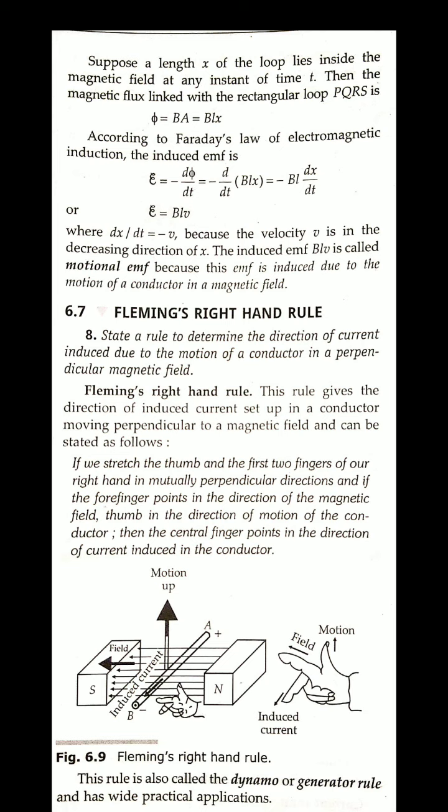How can we remember this? This will be the mother, father, child rule. Okay. This is also called the generator rule. In a generator or dynamo, we use this Fleming's right hand rule. You know this one. So this is the motional EMF.